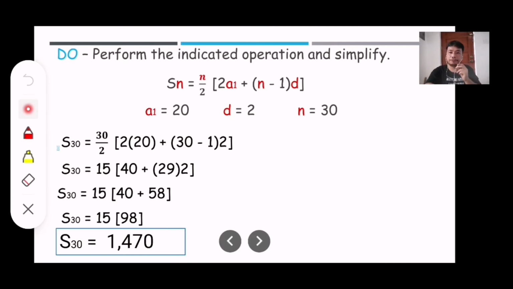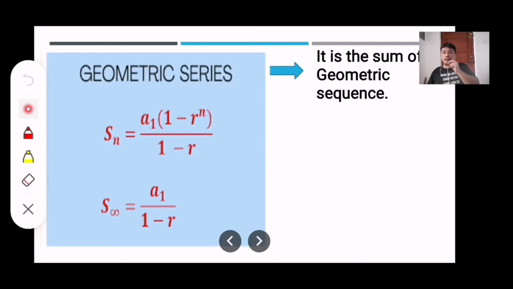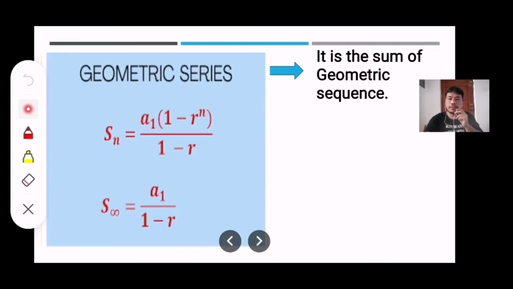Okay, let's continue. Let's move on with geometric series. The meaning of geometric series is to simply add geometric sequence. So, i-add pa rin natin, but the involved sequence is a geometric sequence.